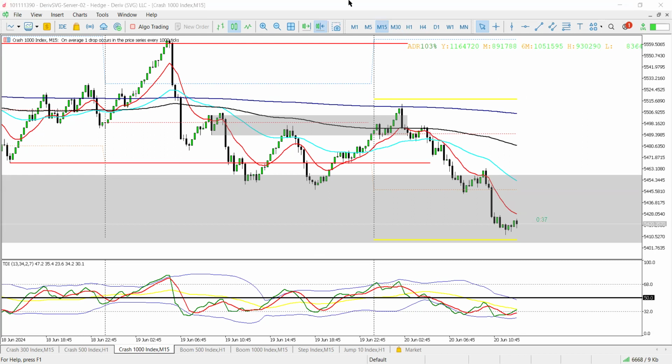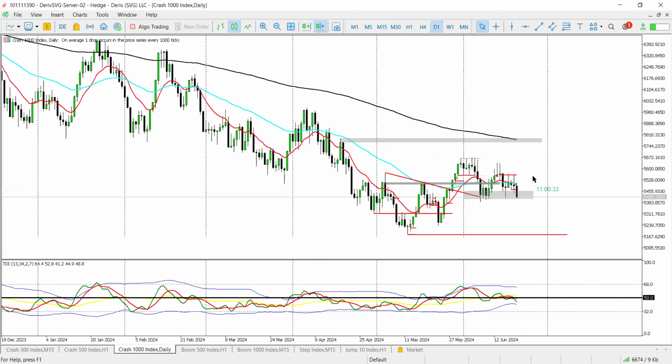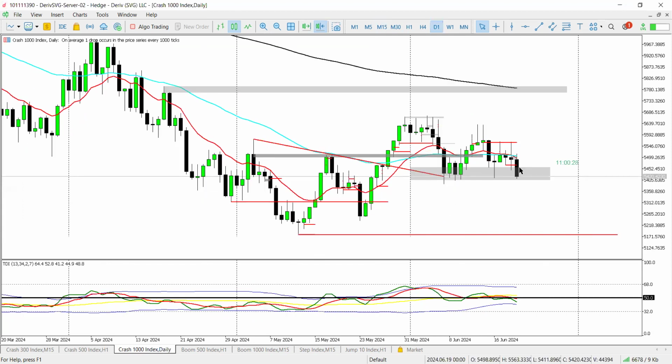So let me see if we're going to get a continuation. So looking at the daily, the price action looks perfect for a sell. Just based on this price action, it looks perfect for a sell. But again, like I mentioned yesterday, we need to get a close below this zone, this gray zone you see here. Once we get a close below that zone, I feel like this price will continue all the way down to these lows here from May. I feel like we'll get there.